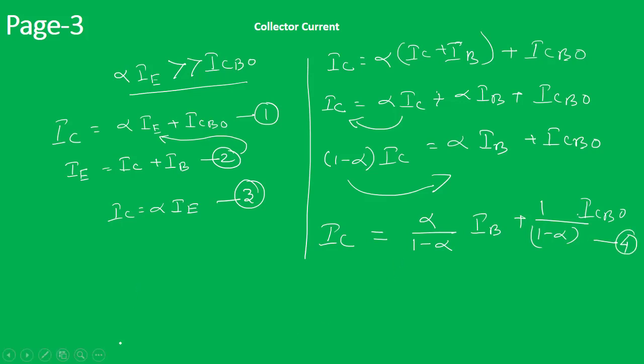From this equation, we can say that if we can control the base current, then we can control the collector current. The collector current or the output current can be controlled by controlling the base current IB or by controlling the emitter current. So that is an interesting relation for finding the collector current.